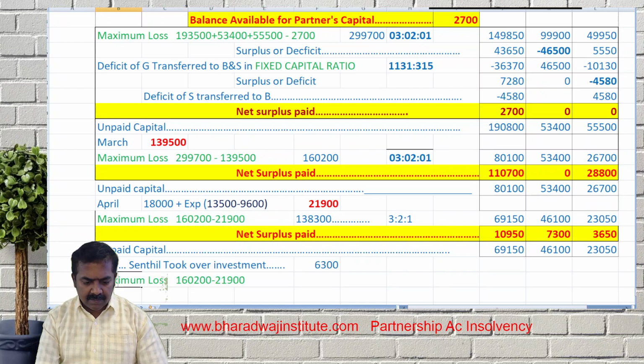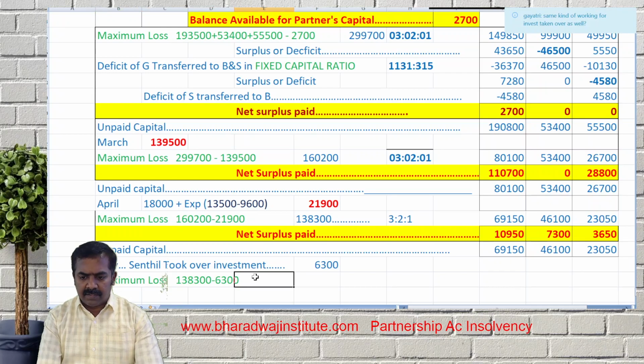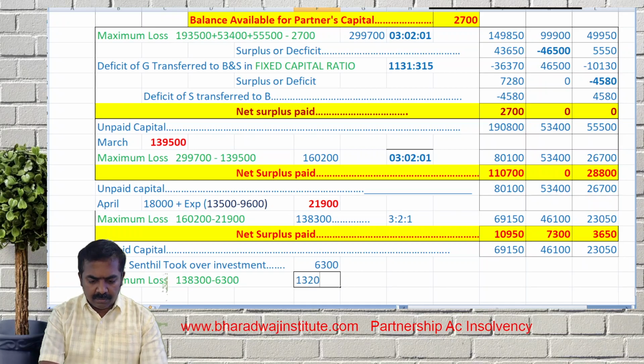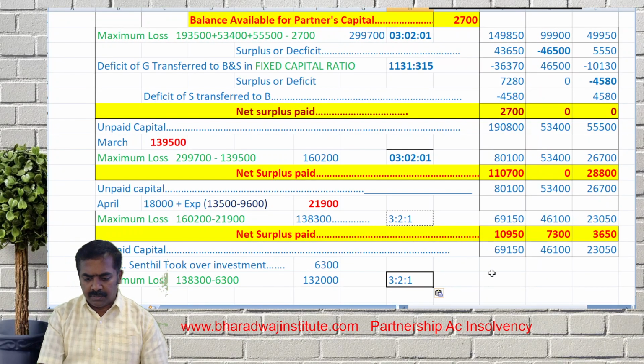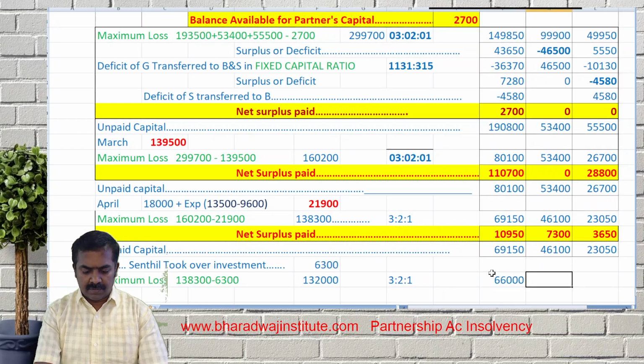What is the maximum loss? 138,300 minus 6,300. What is the maximum loss? Yeah, same kind of working. We'll see. I'll show you. 1,32,000. Transfer it in which ratio? 3:2:1 ratio. How much do you get? 60,000, 44,000, 22,000.